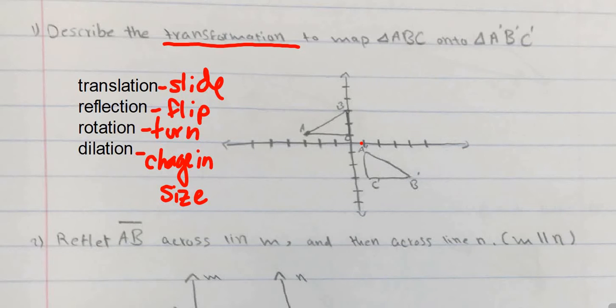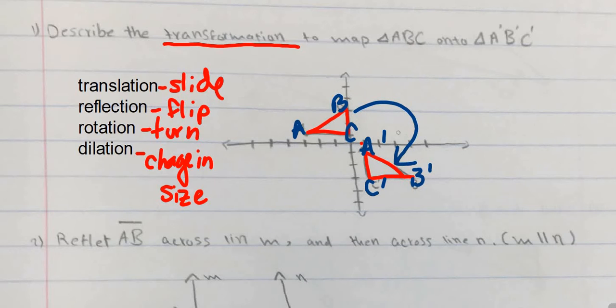In this case, it's pretty easy to see that moving from this triangle A, B, C to what's called A prime, B prime, C prime, it's easy to see that this was a turn or a rotation.